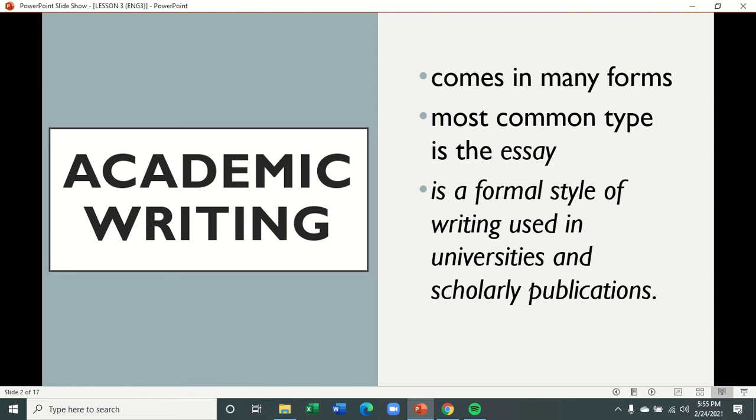And usually, as a student, we tend to write a lot of composition and it will fall under academic writing. Because when we say academic writing, it may come in many forms. The most common type that we are using is an essay, and it is a formal style of writing used in universities and scholarly publication. So academic writing is the writing intended for academic school purposes, or more likely for scholarly or university purposes.